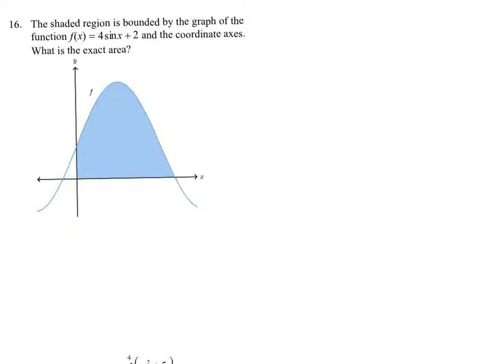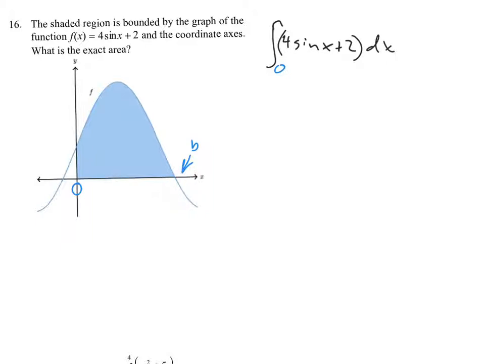Okay, we're asked to figure out this exact area. Well, remember, the exact area is just the integral of the function, and we'll say from 0 to b of 4 sine x plus 2 dx. But the problem is, we have to know the starting and the ending. We know this is 0, so we know it starts at 0, but what is this point? Let's call it b. We need to know what b is. Well, b is when this curve hits 0, obviously.